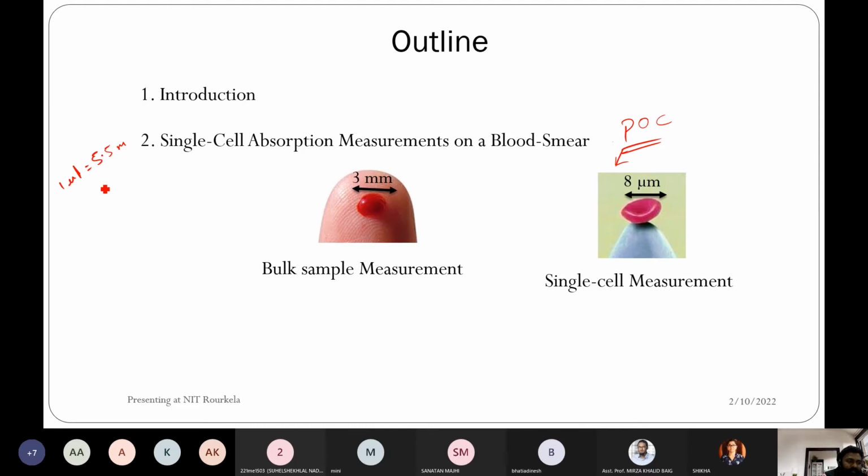5.5 million red blood cells, and around 8 to 12 thousand white blood cells, WBCs, and close to 2 to 4 lakh platelets, right? So if you have one drop of blood sample, it contains a huge amount, billions of cells.